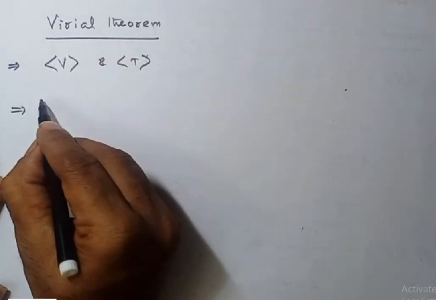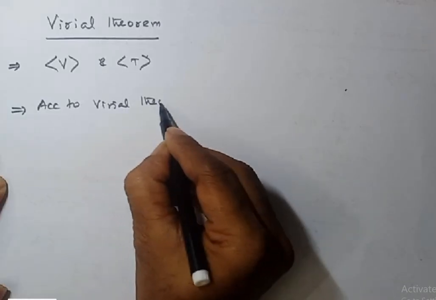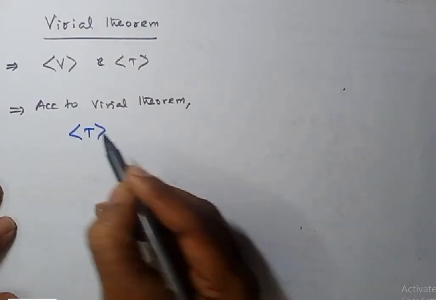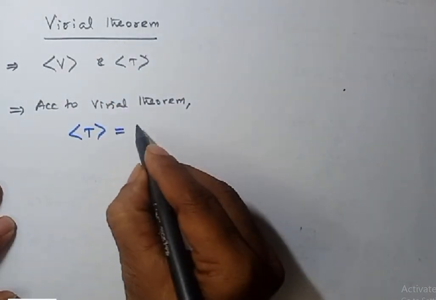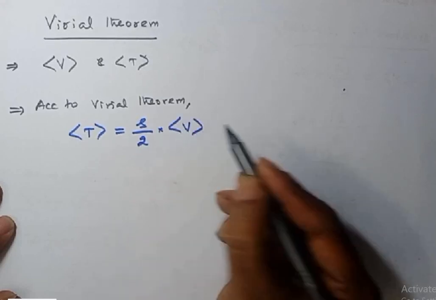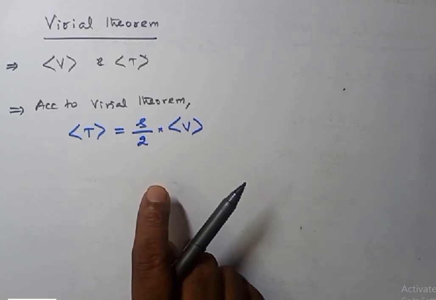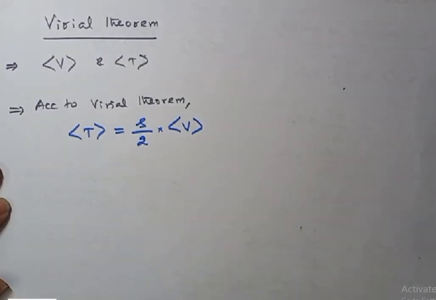According to the virial theorem, observe carefully, the average value of kinetic energy is equal to s by 2 into the average value of potential energy. Yes, we already discussed this problem under the simple harmonic oscillator. I am using the same formula, but now I am going to use it for the hydrogen atom.